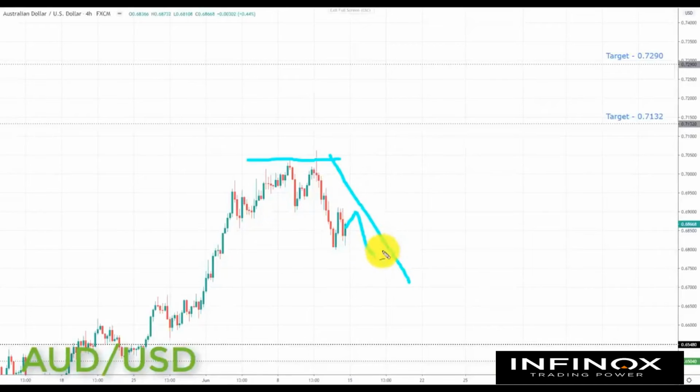And if we get the right kind of bullish setups in this market, we're going to be looking at initiating longs up towards the next key of resistance to the upside in the target set at the 0.7132. And if we can get a break through here, we're going to be looking up towards the next key of resistance to the upside in target 2 at the 0.7290.